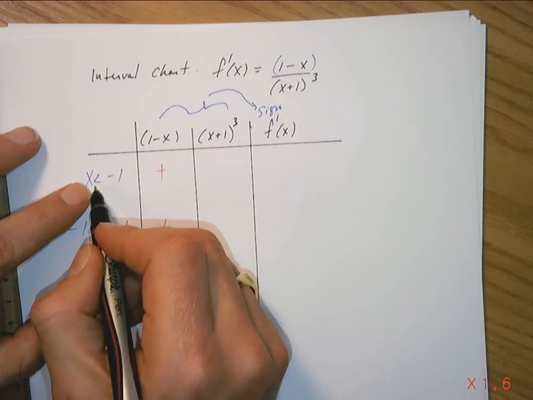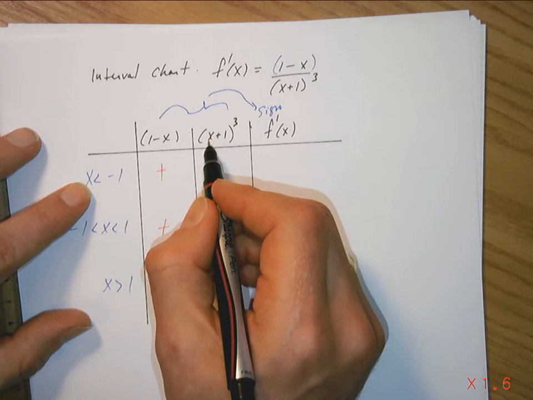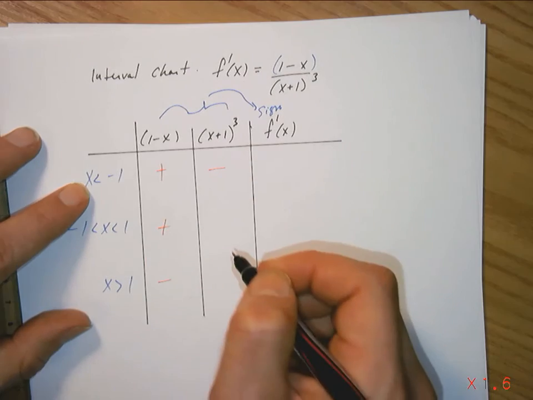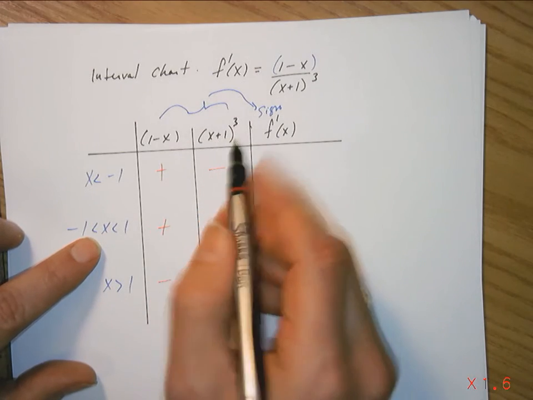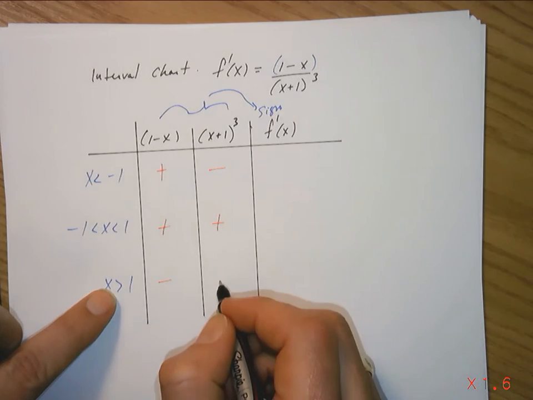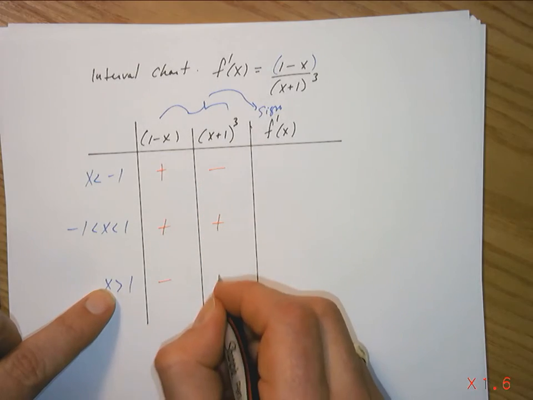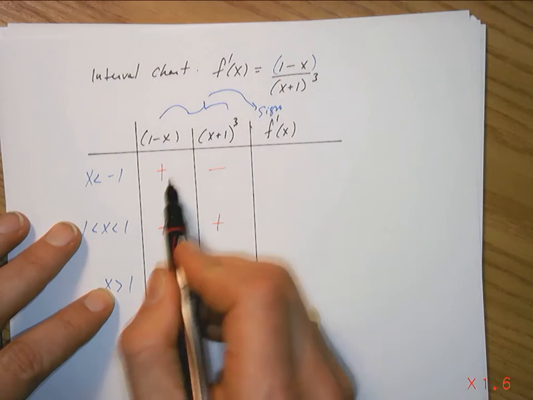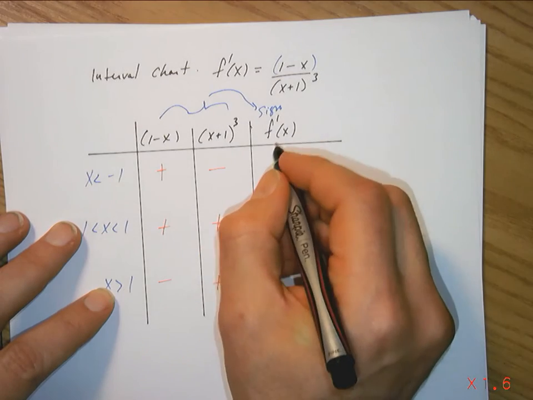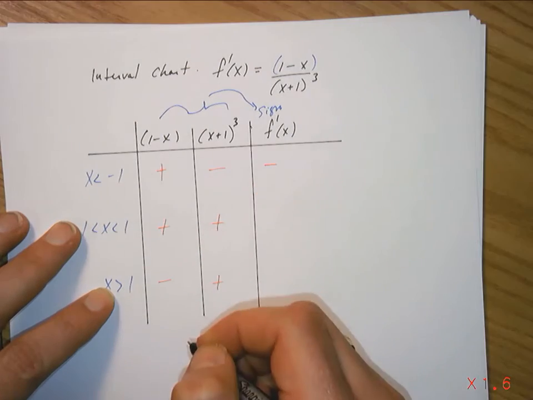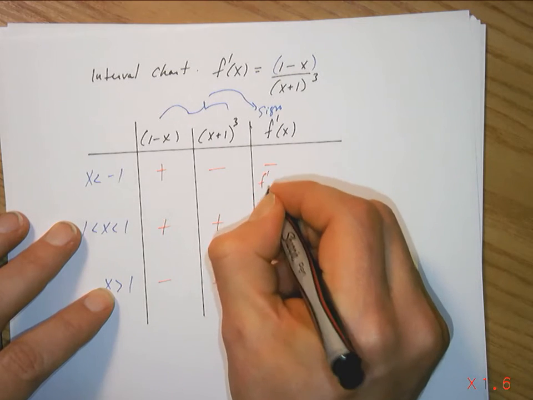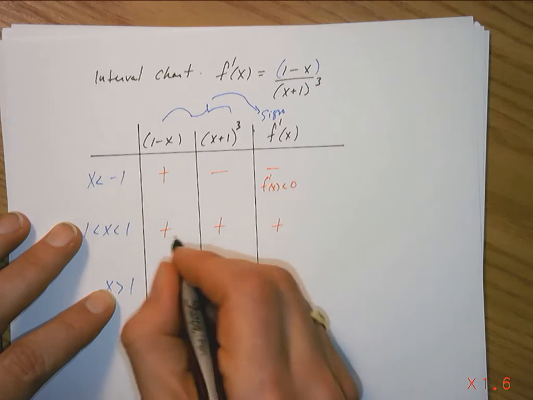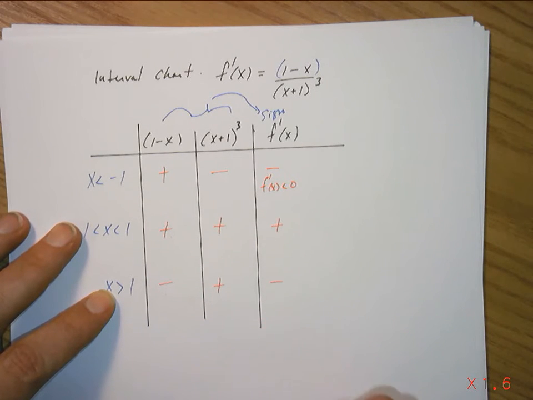But it's not. So if I'm less than -1, like -2, it'll be -2 plus 1, which is -1. -1 cubed is negative. Put in 0, it's convenient. It's going to be positive. Put in 2. It'll be 3, 3 cubed. Don't care what it is, other than that it's positive. This sign of the top and this sign of the bottom will give an overall sign of negative, which means that f prime of x is less than 0. This one will be positive. This one will be negative.